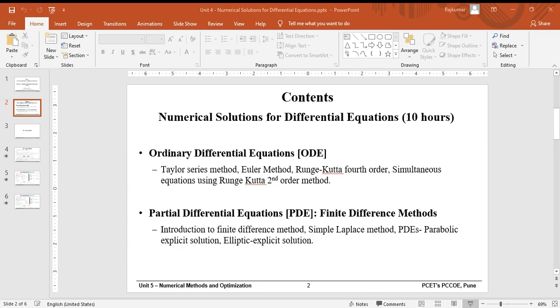Similarly, when x is equal to 0.2, if you put it in the equation that you derived for y, then y of 0.2 equals this expression, and upon simplifying you will get the answer 1.2427. So this is how we use the Taylor series method and get the solution.